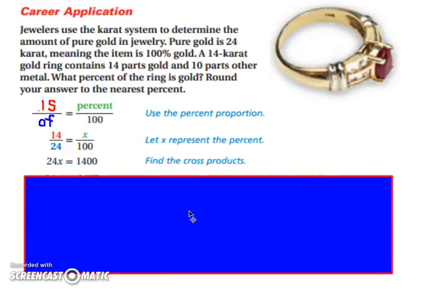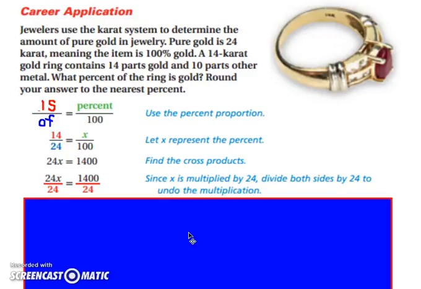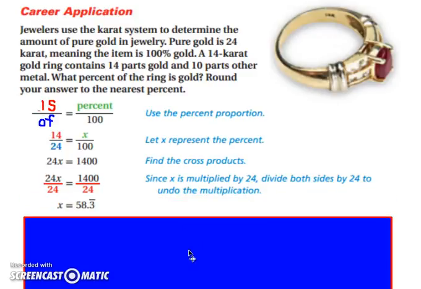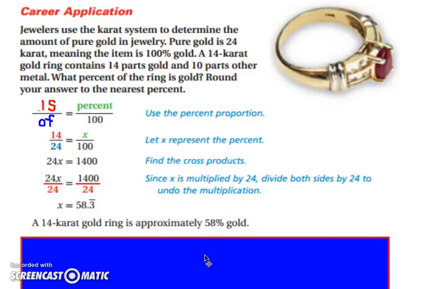And then divide both sides by 24, leaving us with x equals 58.3. So a 14 karat gold ring is approximately 58% gold, whereas a 24 karat gold ring is 100% gold. And that ends our lesson on percents.